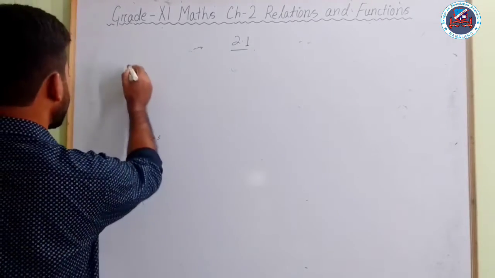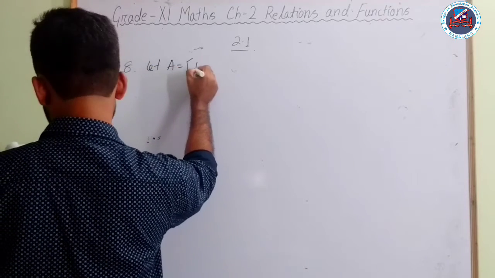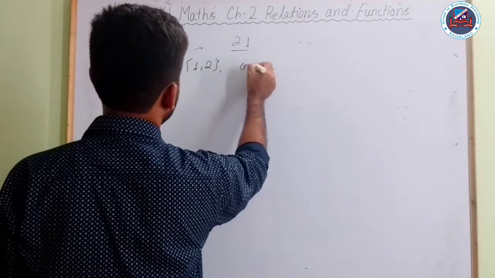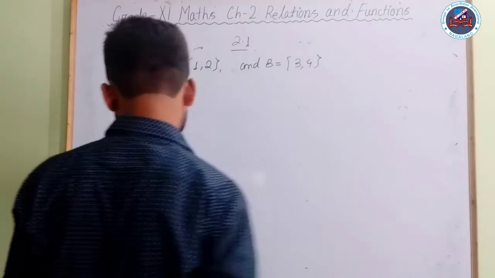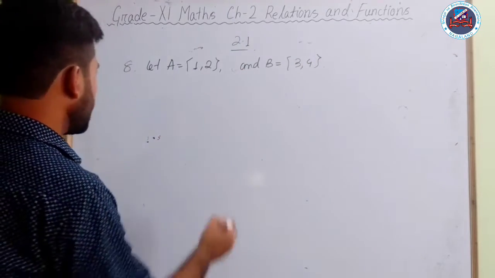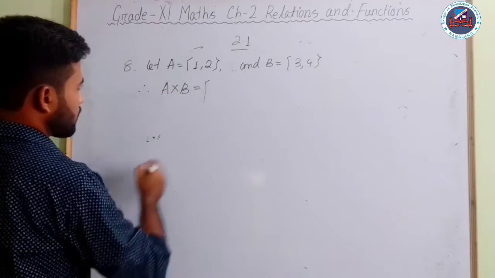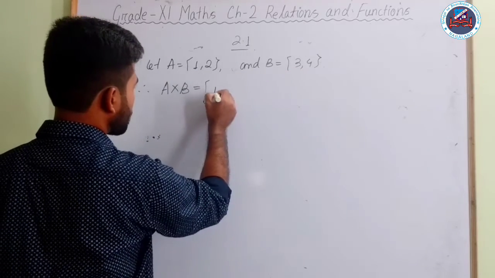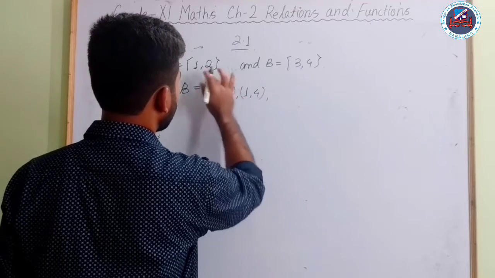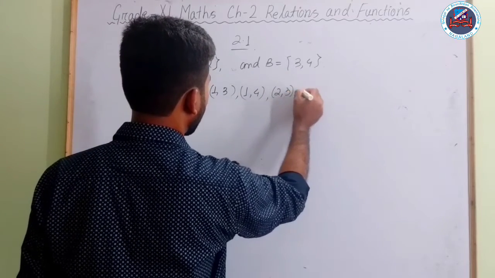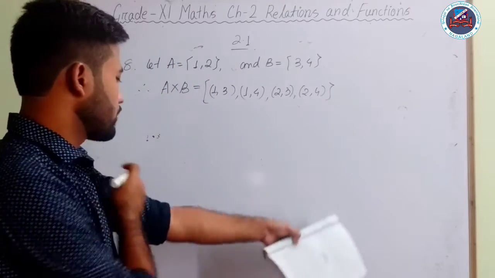So question number 8 says, let A is equal to {1, 2} and B is equal to {3, 4}. So we need to write A cross B first. Okay, let us write A cross B. What is that? Or Cartesian product of A and B, that will be first into first. So (1, 3), then (1, 4), then (2, 3) and (2, 4). So we have got 4 elements from here.